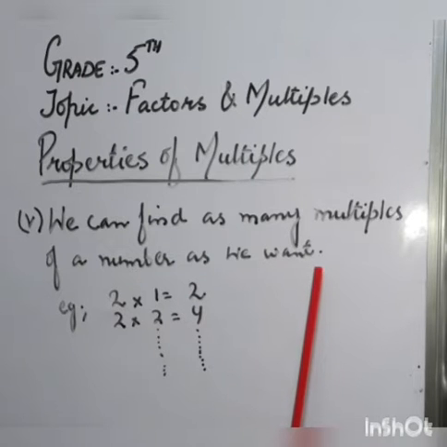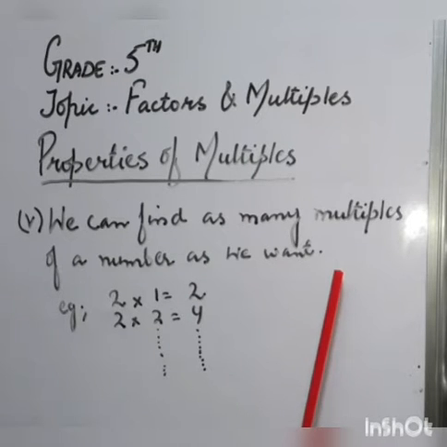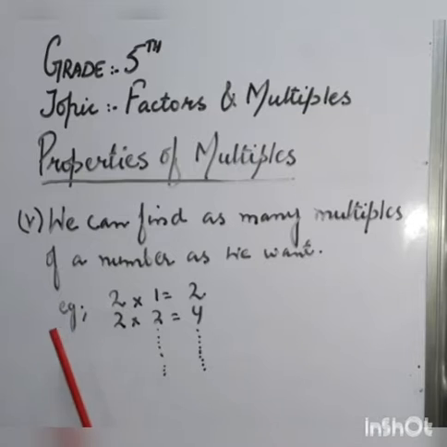Now students, last property is, we can find as many multiples of a number as we want. किसी number के हम जितने चाहे multiples उतने multiples हम ढूंढ सकते हैं. For example, 2 into 1 is 2, 2 2s are 4. So these are the two multiples of 2. Now we can find many more multiples of 2, as many multiples as we want. Like 2 into 1000 is 2000, 2 into lakh is 2 lakhs. Clear? So जितने आप ढूंढना चाहे multiples उतने multiples एक number के हम ढूंढ सकते हैं. Clear?